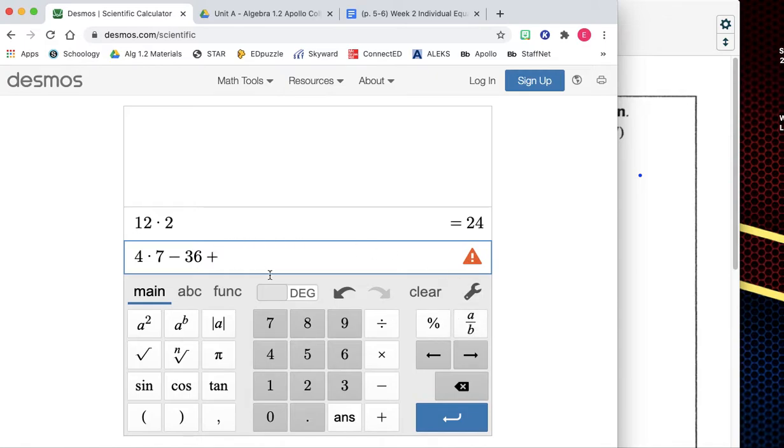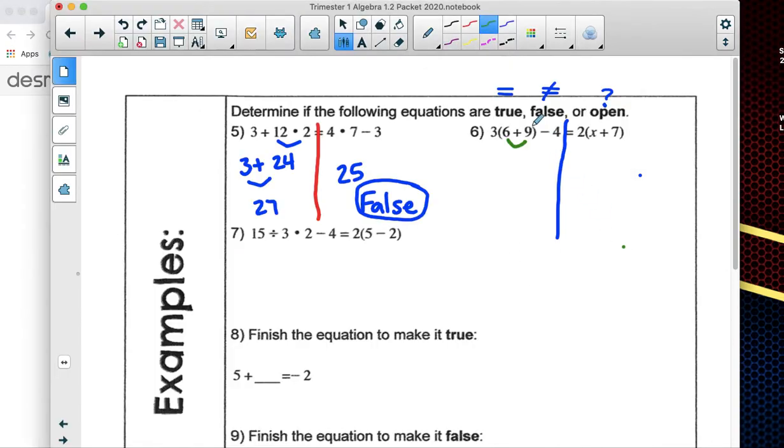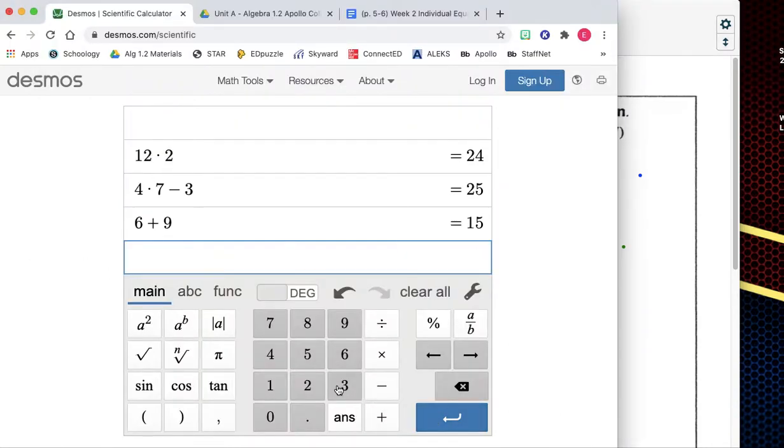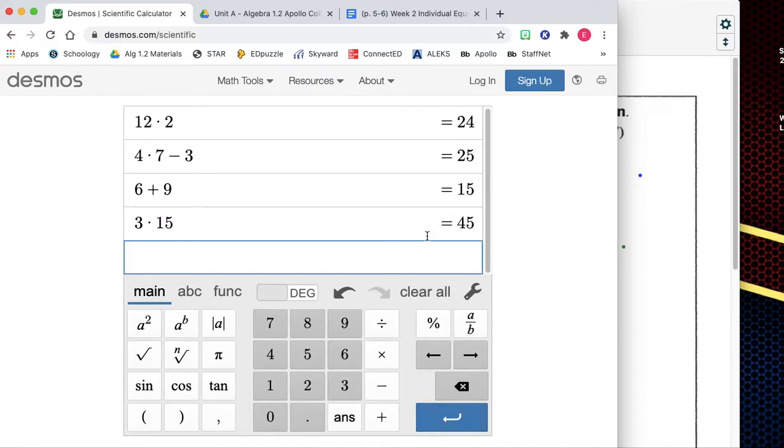Whoops. See, this is what I'm talking about. We have to be careful. Okay, 6 plus 9 is 15. That 3 on the outside means to multiply, so 3 times 15 minus 4. So I'm going to do 3 times 15, and then I'm going to do minus 4.